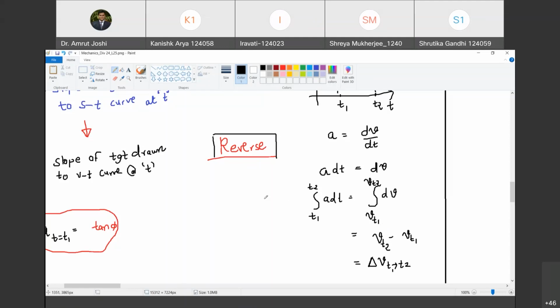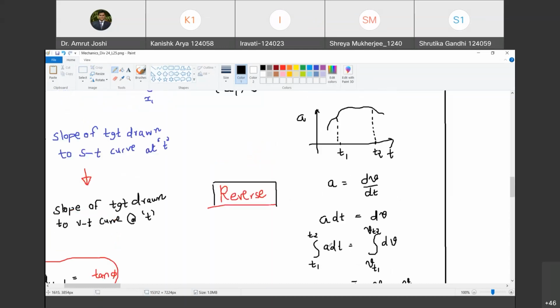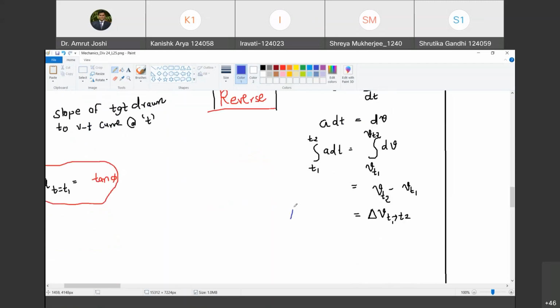Now, what is the interpretation of the left hand side? Integration of a of t from t1 to t2 is nothing but the area under the curve. Do you agree with me? So can I write down the left hand side as area under acceleration versus time diagram from t1 to t2? Area under acceleration versus time diagram from t1 to t2 gives you change in velocity from t1 to t2. Are you with me?